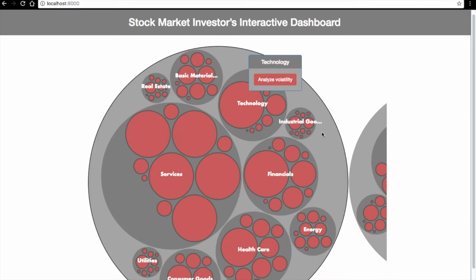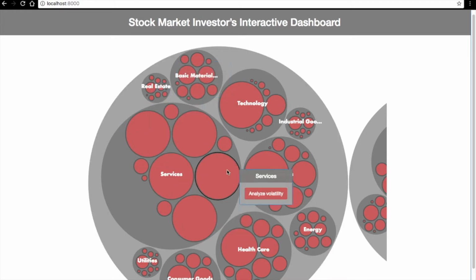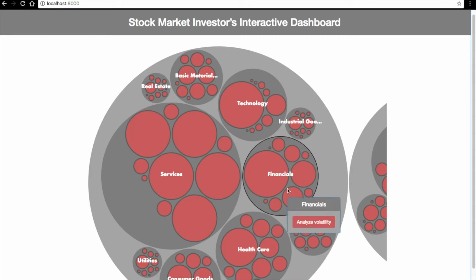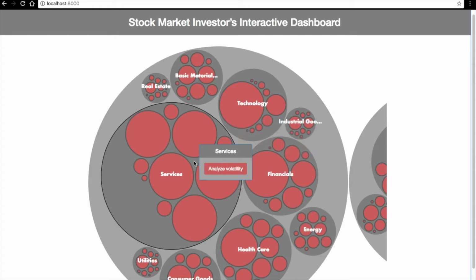And what we see is the various sectors within New York Stock Exchange, starting with services, technology, basic materials, real estate. Now, we clearly see that the bubble for services is a bigger bubble when compared to the other bubbles. The bubble size is in proportion with the market volume of that sector, and hence services is performing really well when it comes to volume.